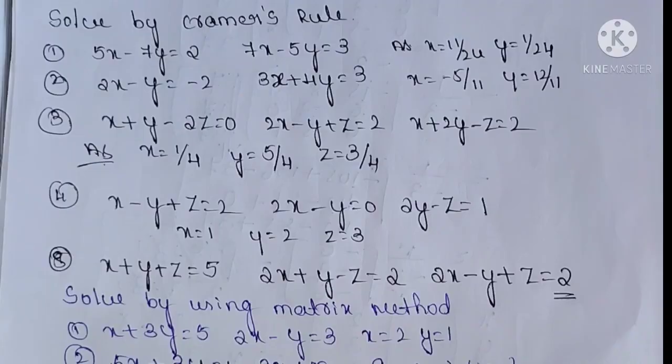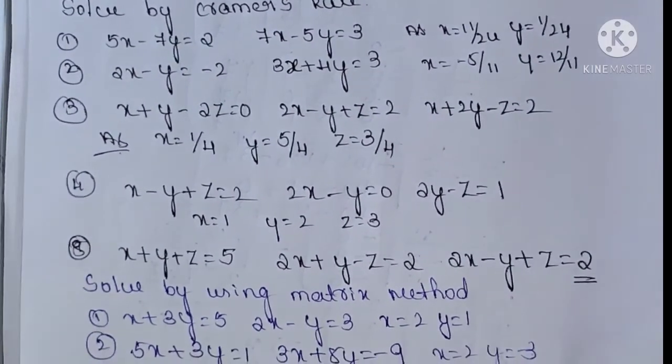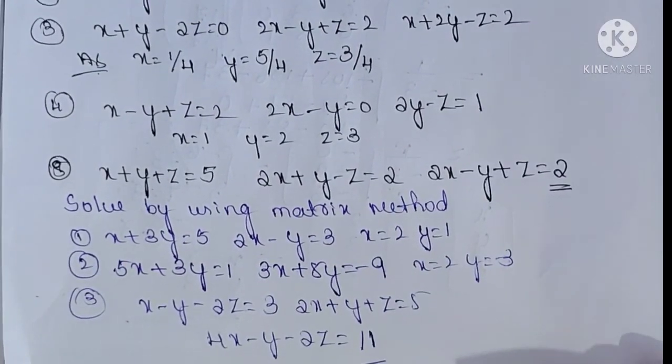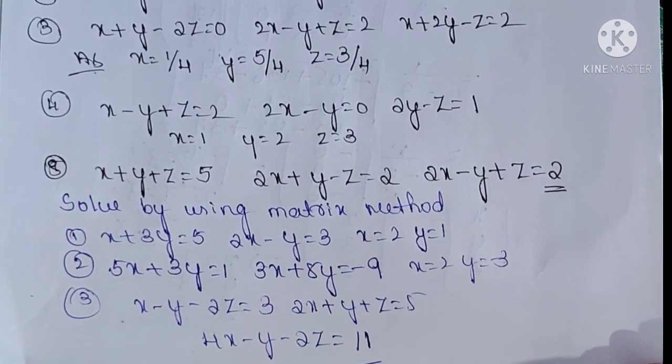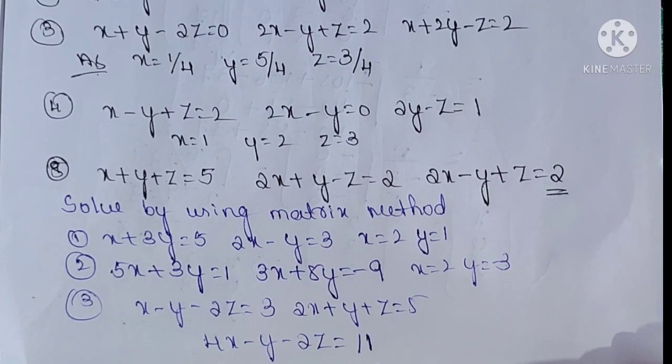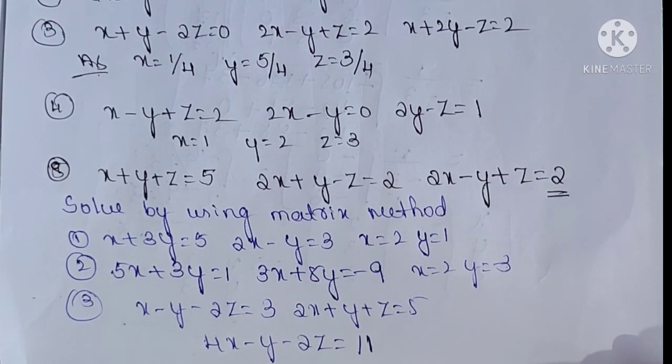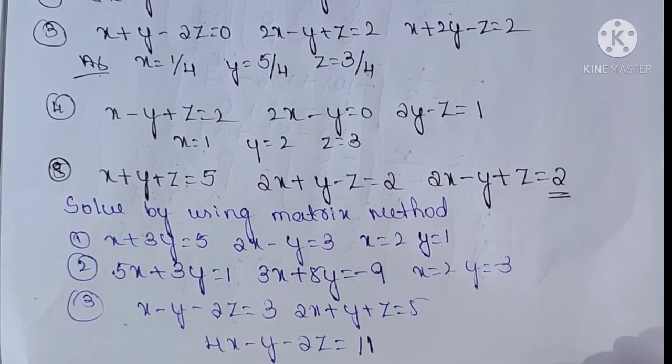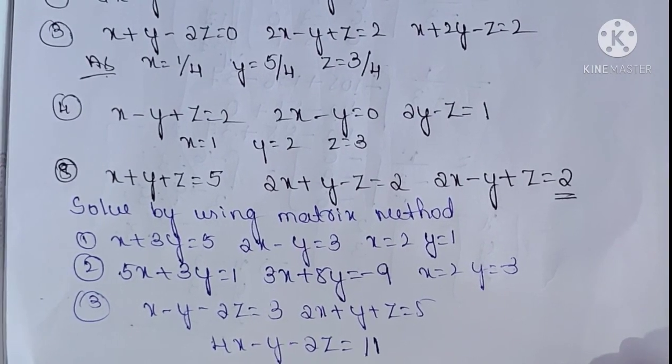Hence the solution. In Cramer's rule I have given 5 problems. In the matrix method I have given 3 problems. Solve all these problems in your assignment book. Once revision classes get over, you have to submit your assignment. So everyone should solve these problems compulsorily.